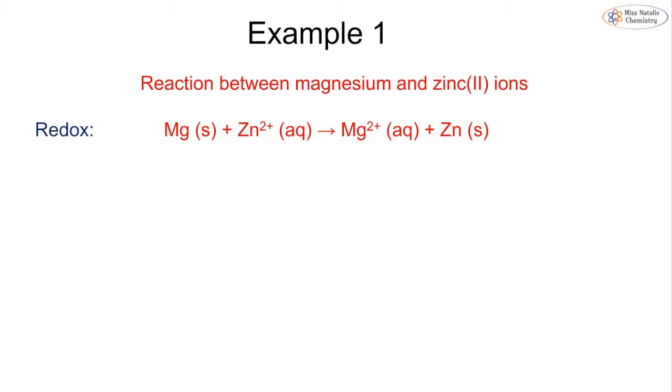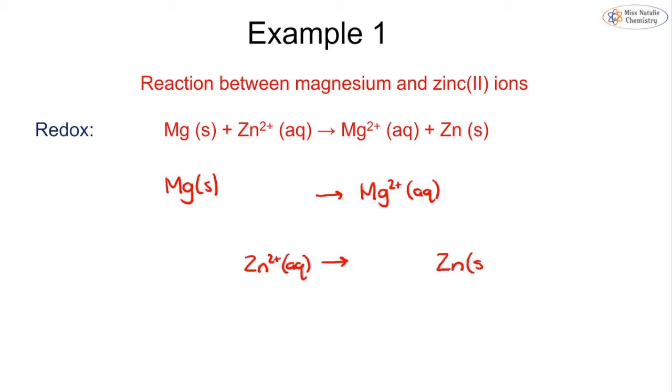Example 1 is the reaction between magnesium and zinc ions. So we're going to do exactly the same thing we just did in the last example. We're going to write out our 2 arrows, and we're going to split our equation down into 2 sections. So we're going to have magnesium going to magnesium 2+ ions, and zinc 2+ ions going to zinc atoms.